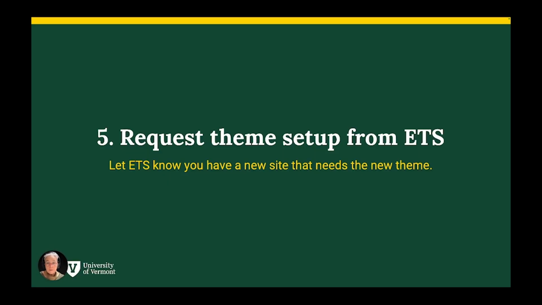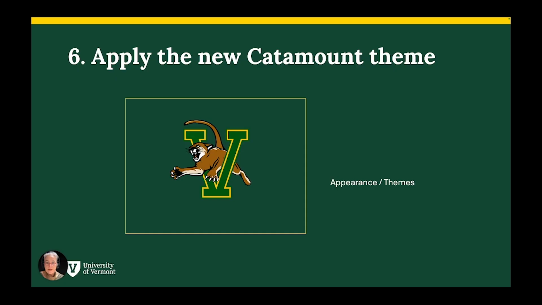Next, you have to get the new theme on your site. So let ETS, that's Enterprise Technology Services, know that you have a new WordPress site that needs the new theme, and they will put it on the site for you. Now, just because it's on your site doesn't mean it's applied to your site. So you're going to need to do that.